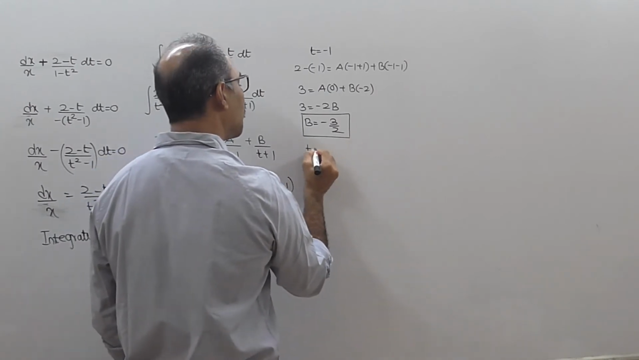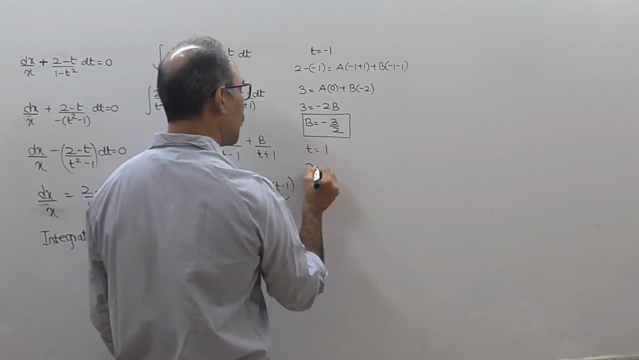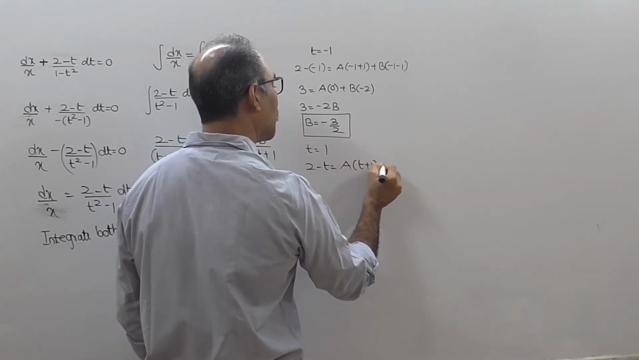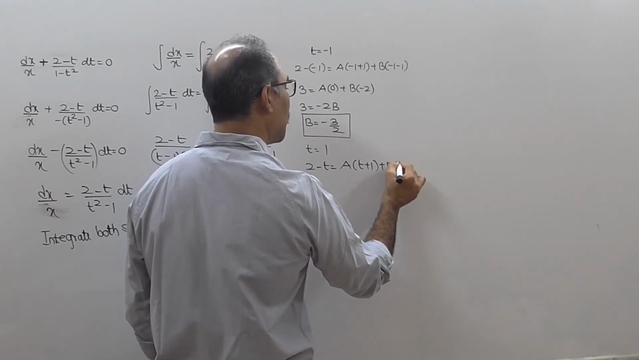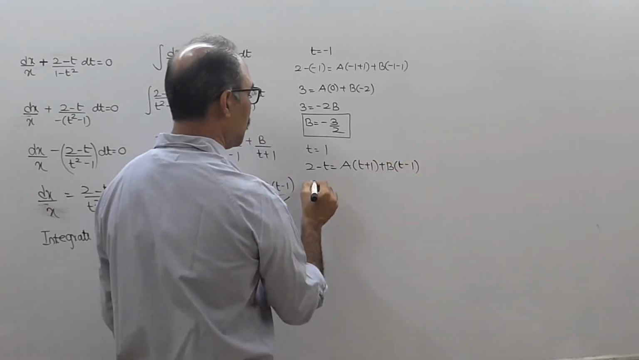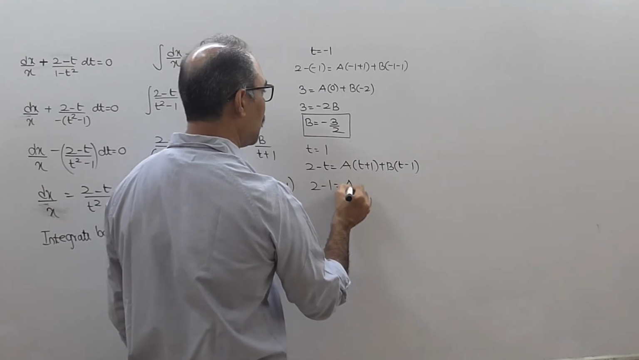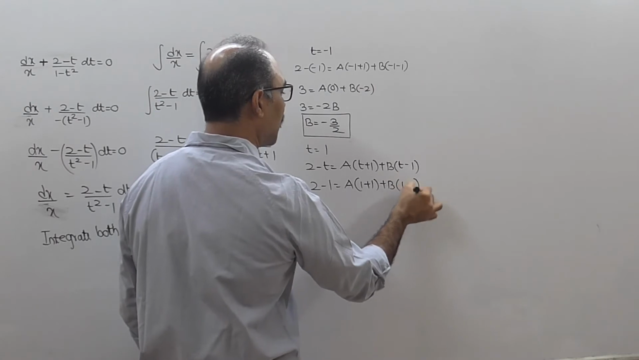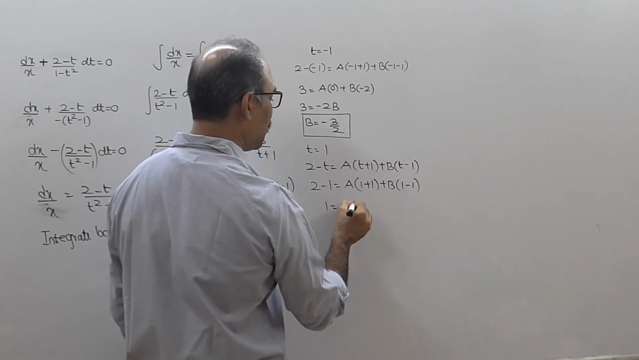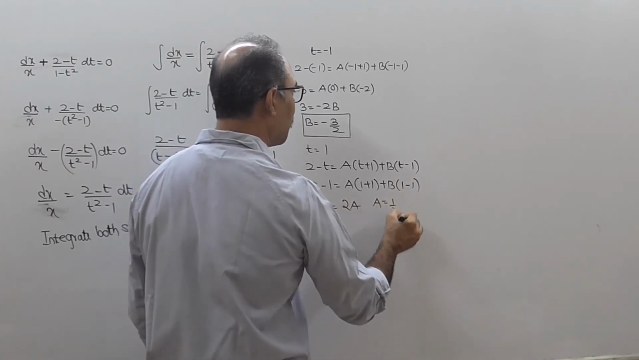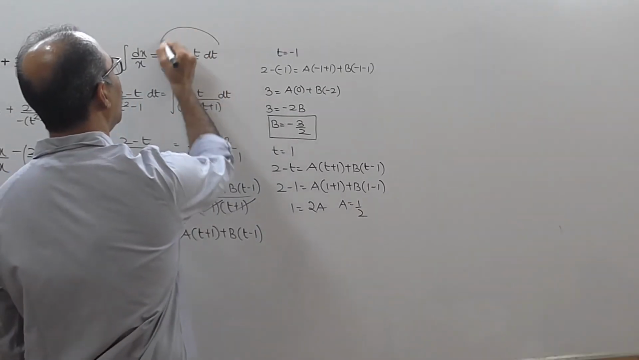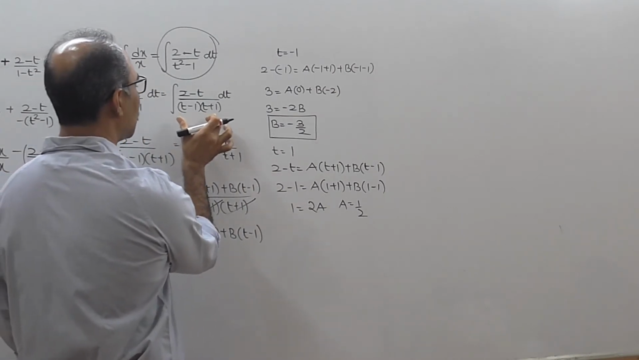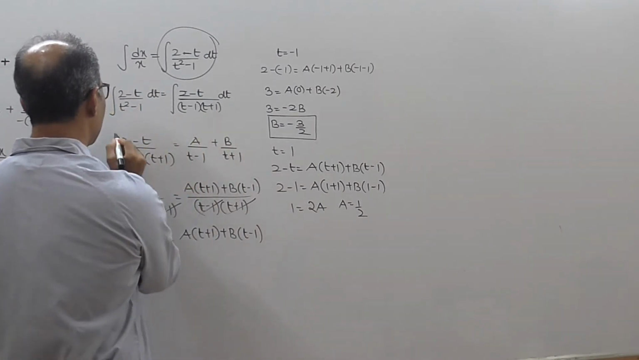Then we will substitute t equal to 1. So you get 2 minus t equal to a multiplied by t plus 1 plus b multiplied by t minus 1. So this is 2 minus 1 equal to a into 1 plus 1, plus b into 1 minus 1. So you get 1 equal to 2a. Therefore you get a equal to half. If we want to solve the integration of 2 minus t upon t square minus 1, which according to us is this part.